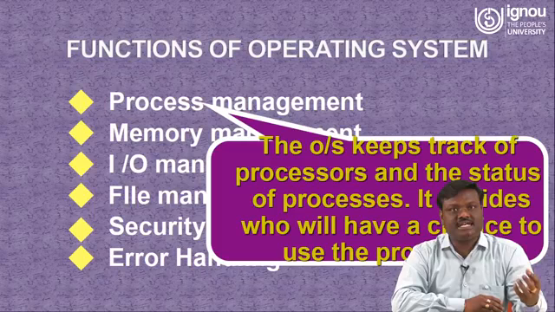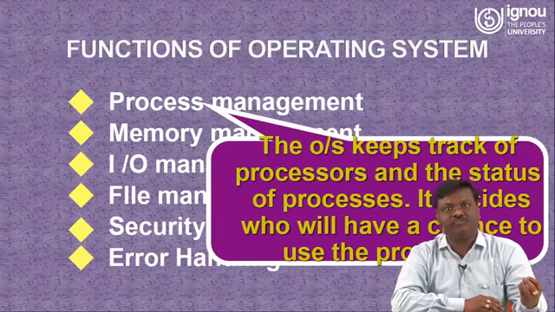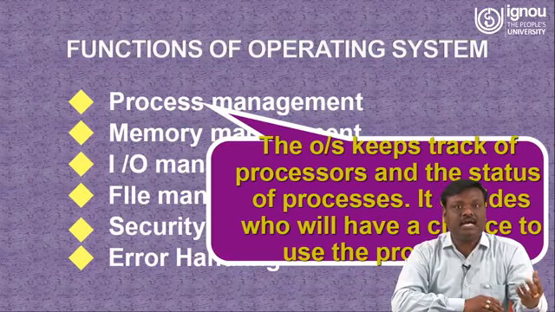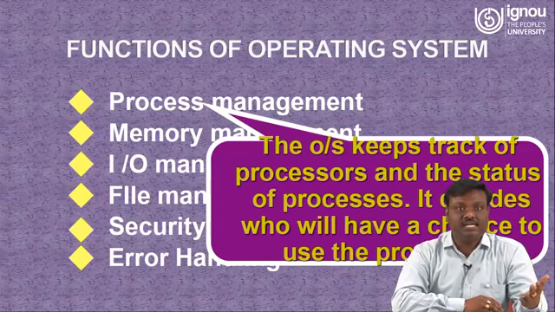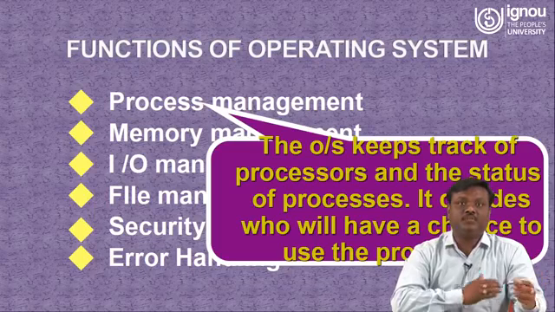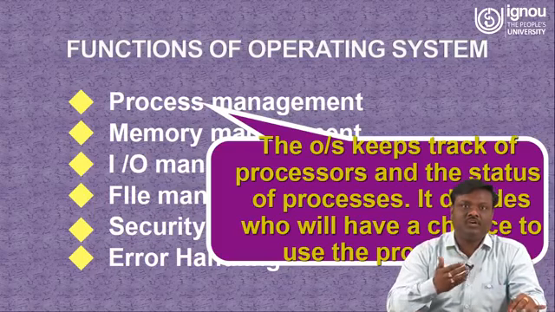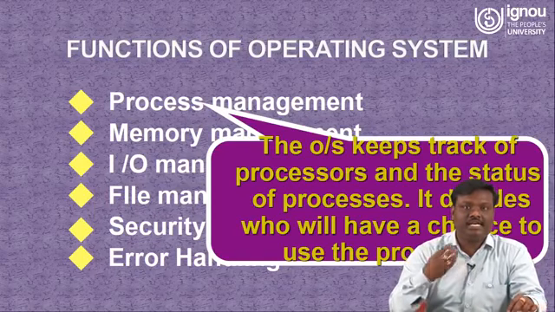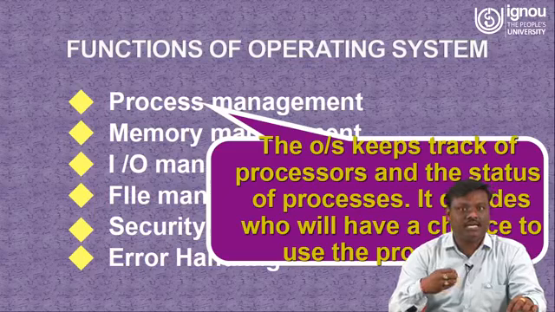Each and every status of the process at any point of time needs to be captured, and it decides who will have a chance to use the CPU. It also deals with the processor scheduling, what kind of algorithm it should follow while giving the CPU to a process. Those also need to be taken care of.